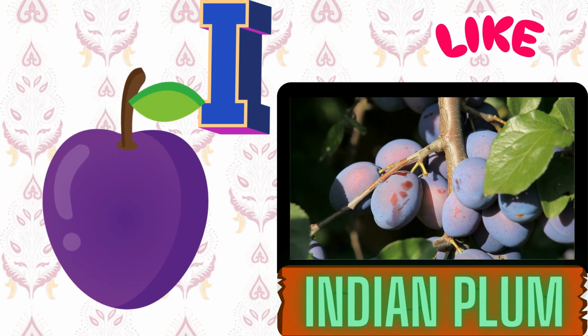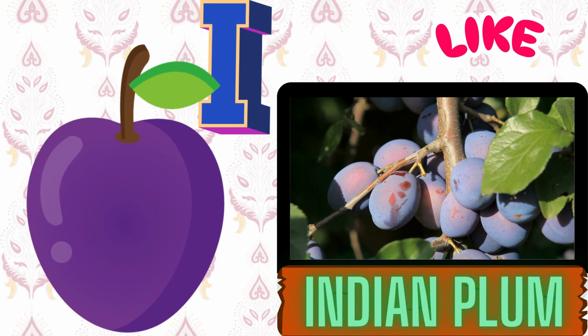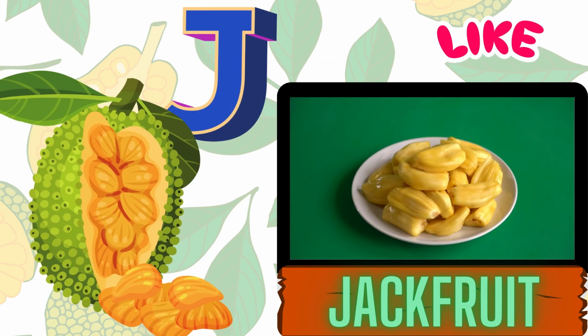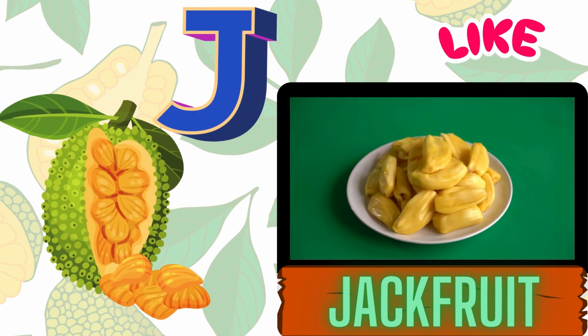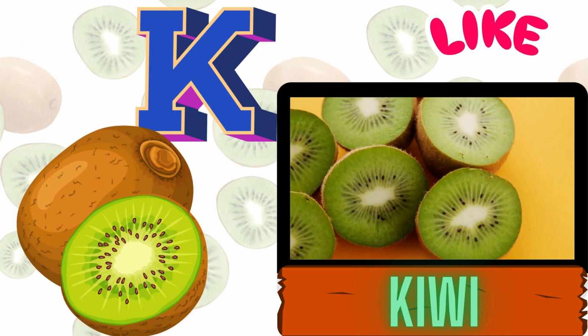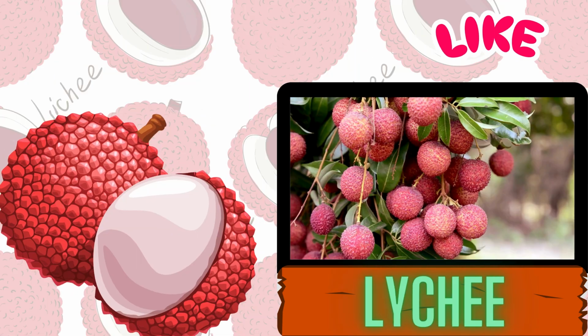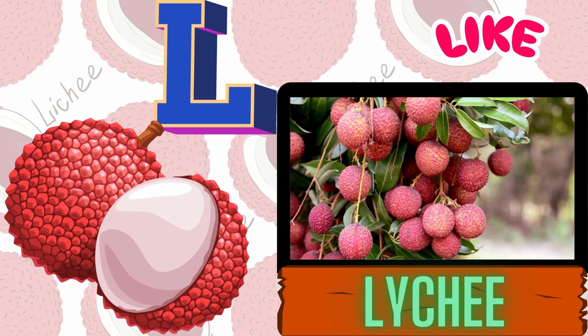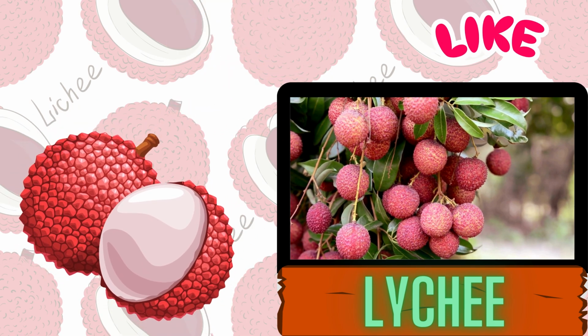I is for Indian plum. J is for jackfruit. K is for kiwi. L is for lychee.